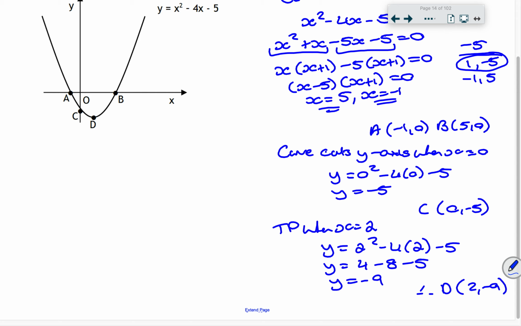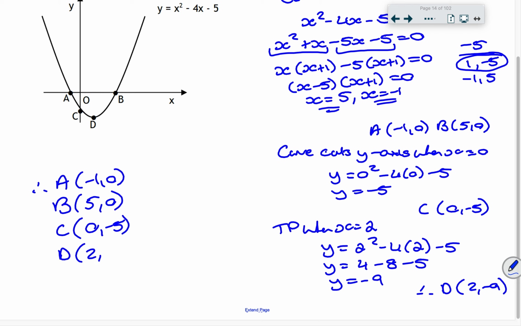So put all your solutions together. So therefore, A is the point minus 1, 0. B is the point 5, 0. C is the point 0 minus 5. And D is the point 2 minus 9. Okay.